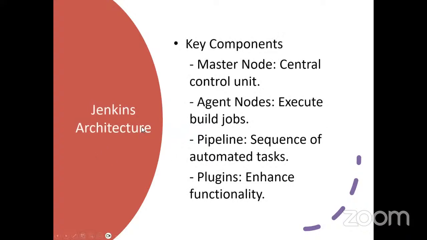Jenkins architecture. In Jenkins, there are key components like master nodes, which are the central unit, agent nodes, which execute build jobs, pipelines, which are the sequence of automated tasks, and plugins, which enhance your functionality. The master node is your base machine where you install Jenkins. The agent node is what executes the build jobs.